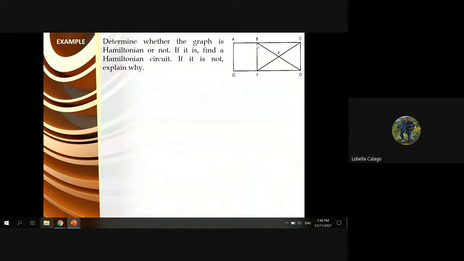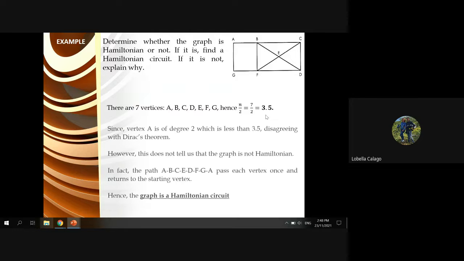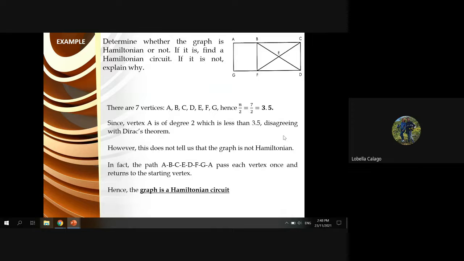For example, this one. How will you know if this graph is Hamiltonian or not? So, we will use the Dirac's theorem. We have 7 vertices. Ano yung 7 vertices? Yung point yung ika-count natin. Point A, point B, point C, point D, point E, point F, and point G. And that is 7 vertices. Hence, 7 divided by 2 will give us 3.5. Therefore, kailangan yung each of the vertices, ang kanilang line segment must be greater than 3.5.